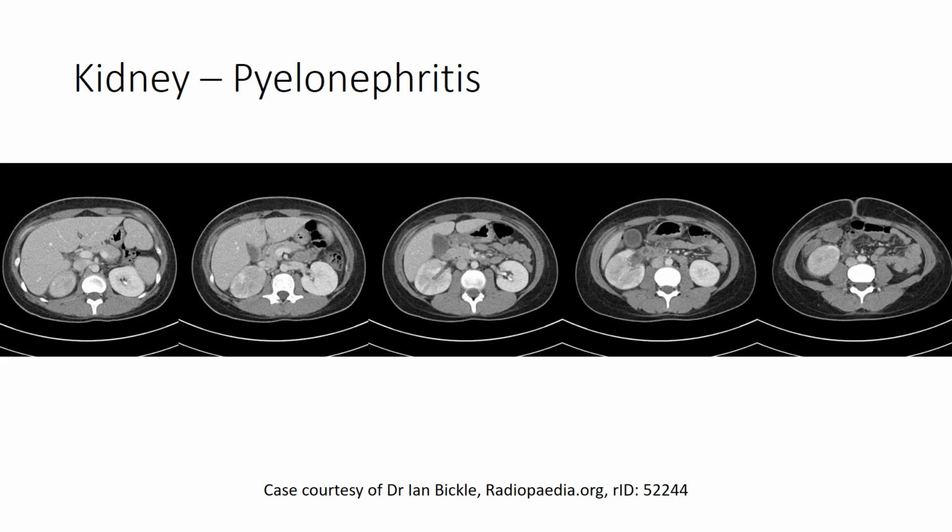Pyelonephritis is another condition that's worth learning how to identify on CT. And this example shows the classic features of pyelonephritis, namely a swollen kidney with diffuse lower attenuation. Note the comparatively larger right kidney with its darker appearance.